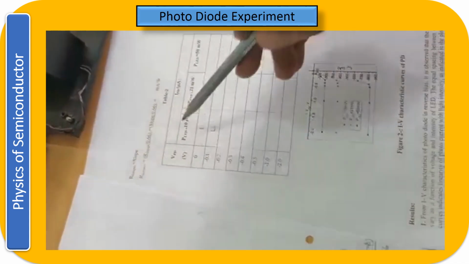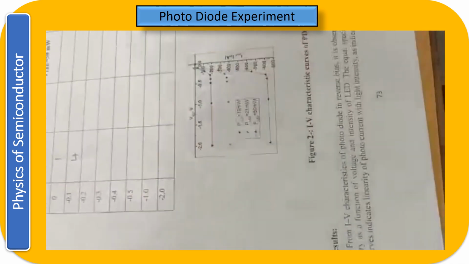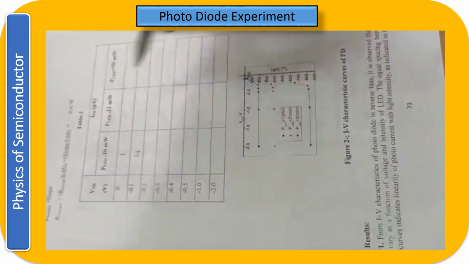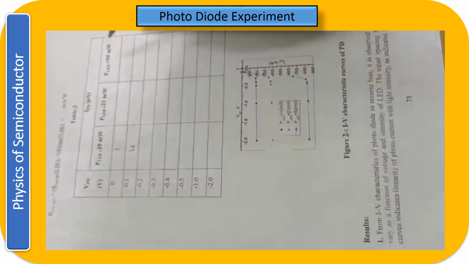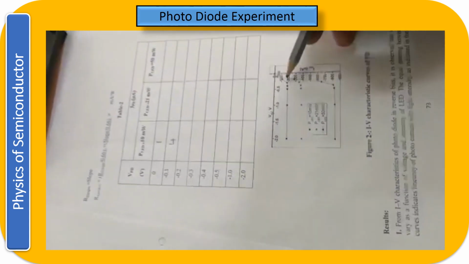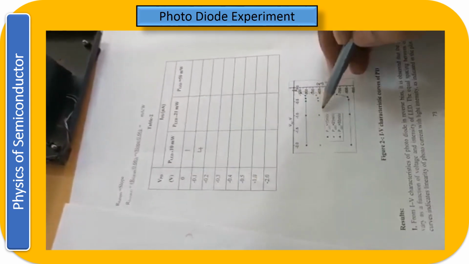Since it is reverse bias, this is the voltage across the photodiode, and this is the current through the photodiode. For 10 milliwatt you may get a curve like this, 21 milliwatt like this, and 50 milliwatt like this. Higher the power, higher the saturation value. You can see that in this region, your photodiode behaves like a constant current source.